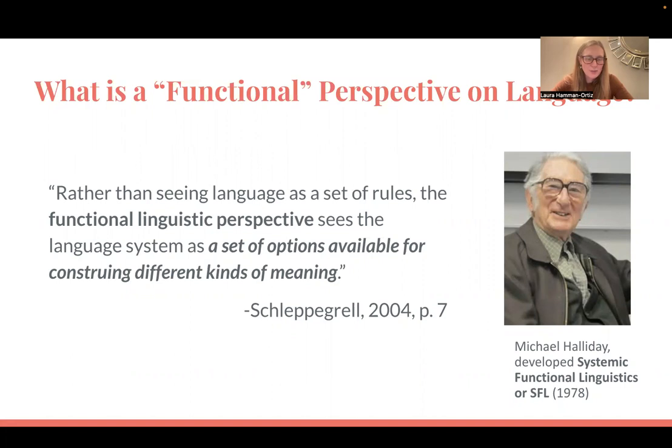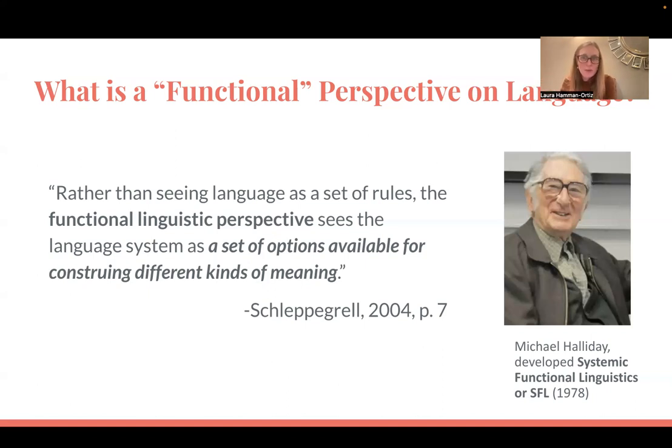And as Mary Schleppegrell defines it, a functional perspective of language is this. Rather than seeing language as a set of rules, the functional linguistic perspective sees the language system as a set of options available for construing different kinds of meaning. So a functional perspective on language means we focus on what we use language to do. It sees language as a set of choices, different choices that a speaker or a writer can make in order to communicate different kinds of meaning. So that's at the core of a functional understanding of language.